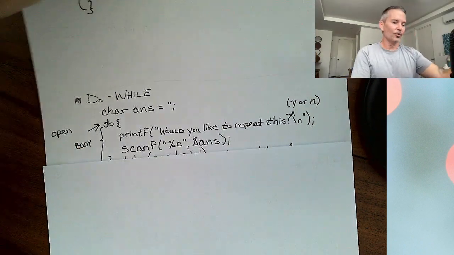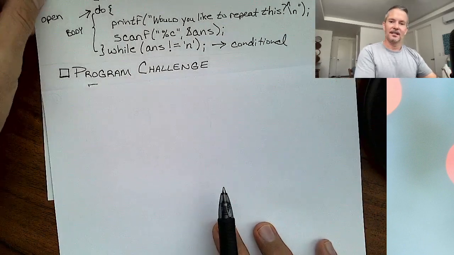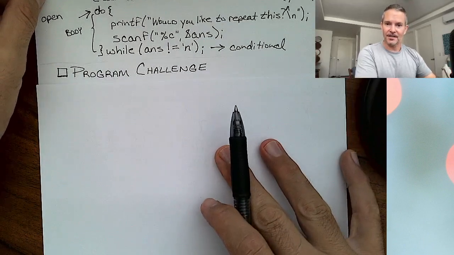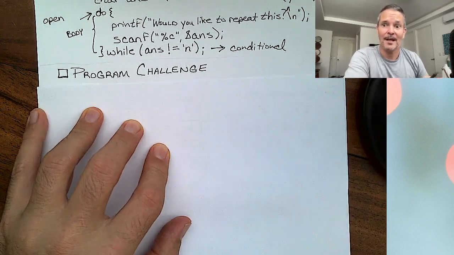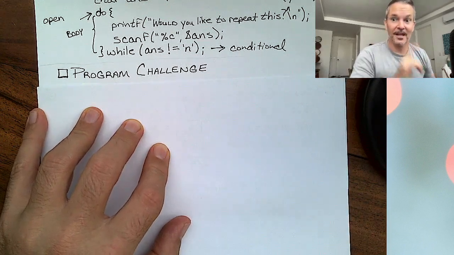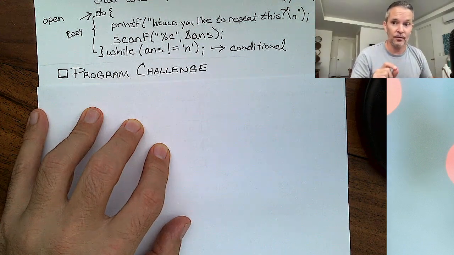All right, you are now officially getting dangerous. You've learned the basics of variables, assignment, math operators, comparison operators, and now the incredibly powerful flow of control statements in the C language.